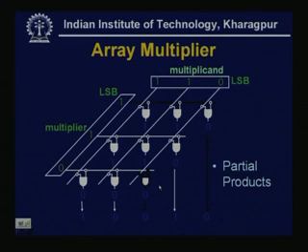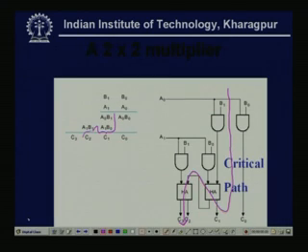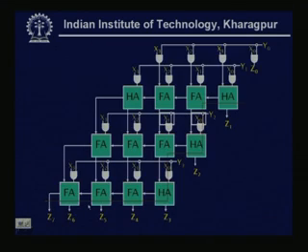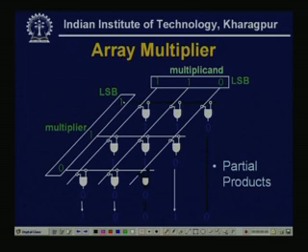Now, we see an array multiplier. This is only a bit by bit multiplier we have seen. So, again the multiplicand and multiplier are treated as arrays. Say this is my multiplier, 0, 0, 1, 1, this is one array of bits, and the multiplicand is 1, 1, 0.